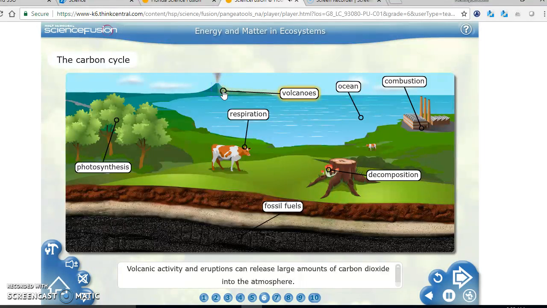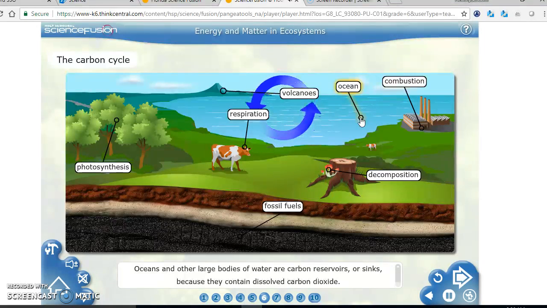Volcanic activity and eruptions can release large amounts of carbon dioxide into the atmosphere. Oceans and other large bodies of water are carbon reservoirs or sinks because they can dissolve carbon dioxide.